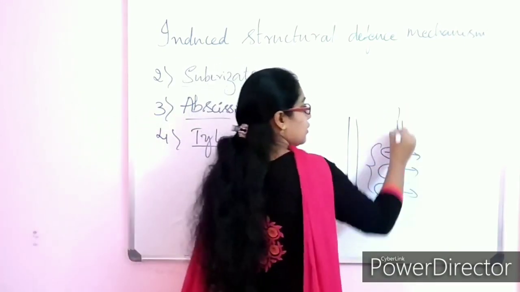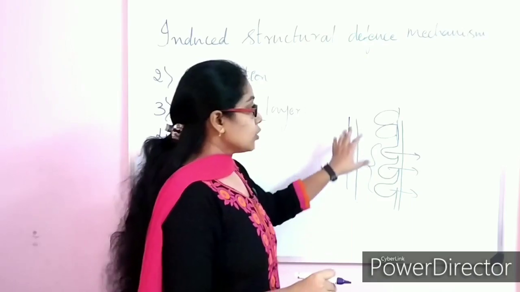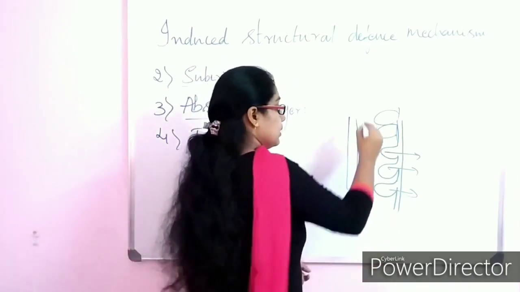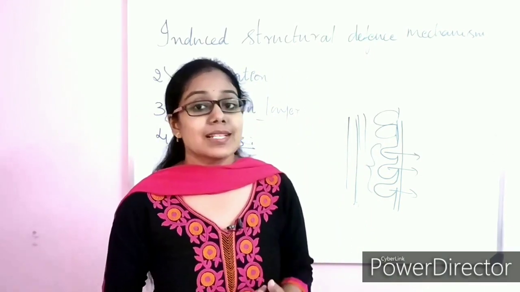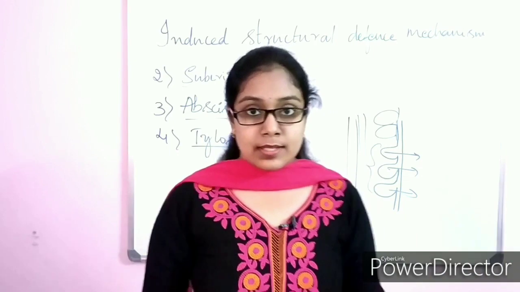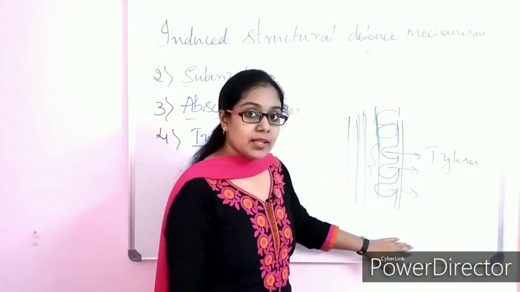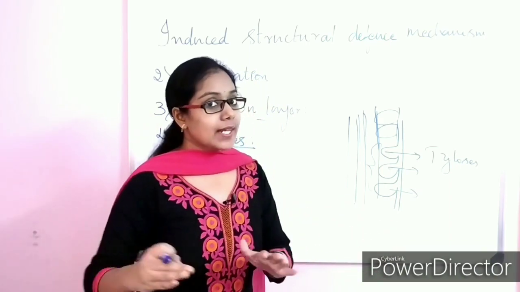If more tyloses are formed in the xylem vessels, and those tyloses are large in number, there will be no space for the process of translocation. So hence it also acts as a barrier. When they block the xylem vessels, the spread of the pathogen may not take place.